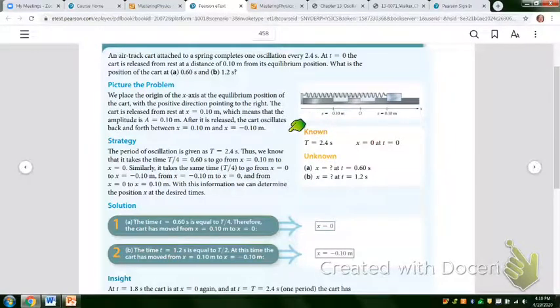All right, so here's the first example that comes across in your book, and it is on page 458. It says an air track cart attached to a spring completes one oscillation every 2.4 seconds. So that would be its period right there. At time equals 0, the cart is released from rest at a distance of 0.10 meters from its equilibrium position. What is the position of the cart at A, 0.6 seconds, and B, at 1.2 seconds?